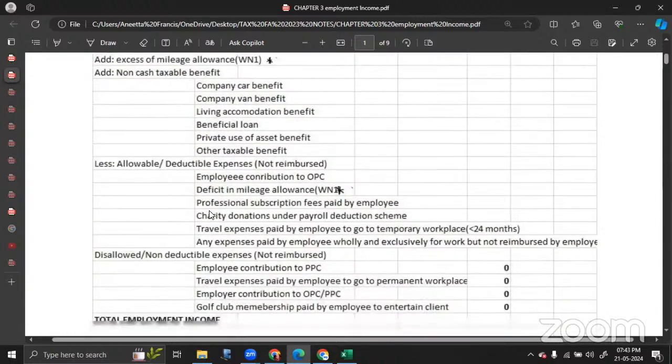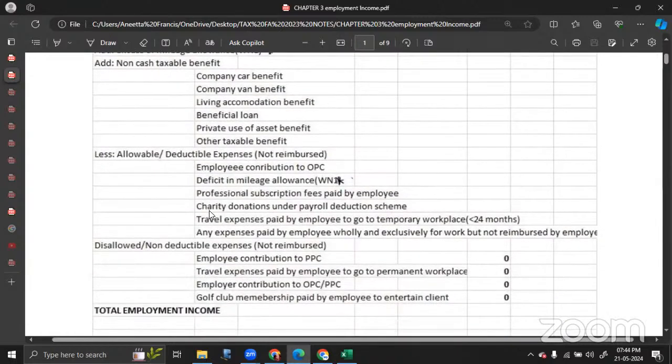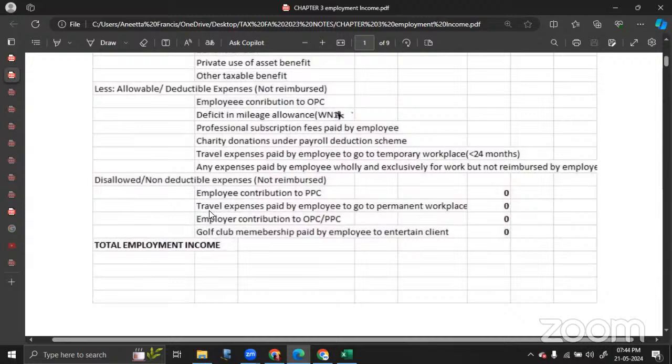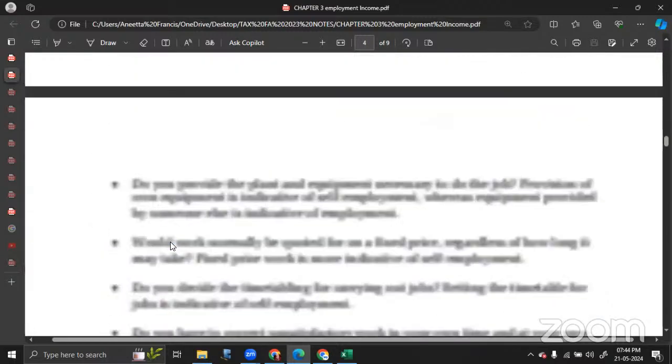Then there are certain expenses which Aneetta might have incurred, but she cannot deduct them or she doesn't have to add them to her employment income. For example, she made a contribution to her PPC, non-deductible, indicate 0. She traveled from her home to her permanent workplace. She suffered the travel cost, non-deductible, indicate 0. Any employer contribution to OPC or PPC is non-taxable, indicate 0. Golf club membership paid by Aneetta to entertain the client is non-deductible, indicate 0. And you will get your total employment income.